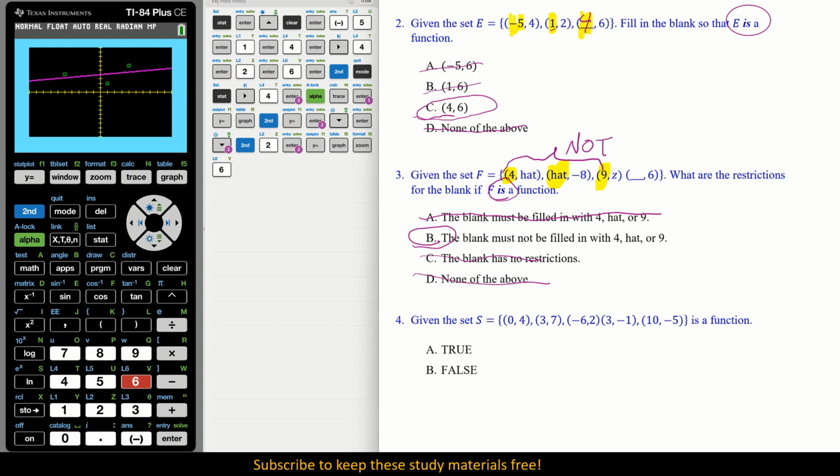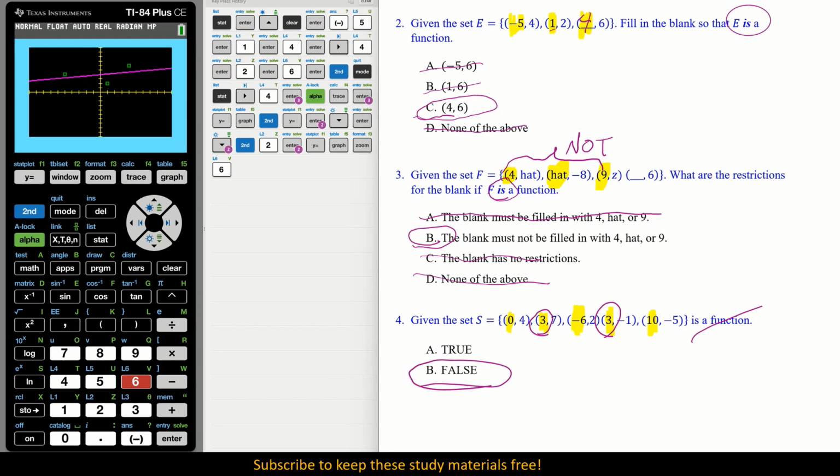Okay, number 4. Given the set S, ordered pairs of numbers, given the set (0, 4), (3, 7), (-6, 2), (3, -1), (10, -5), is a function. The set S is a function. Okay, well, how do we know it's a function? Look at the X values. I'm highlighting them. Do you see any repeats highlighted? I do. I see a repeat here and a repeat here. Therefore, it is not a function, and 4 is false.